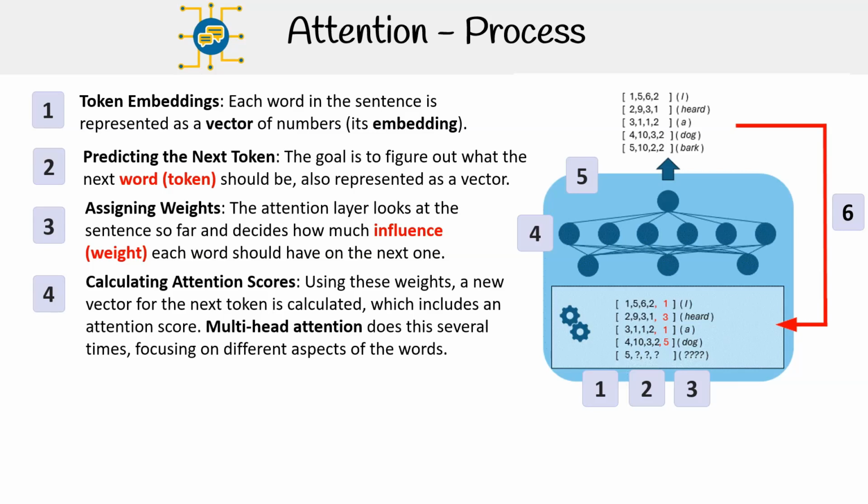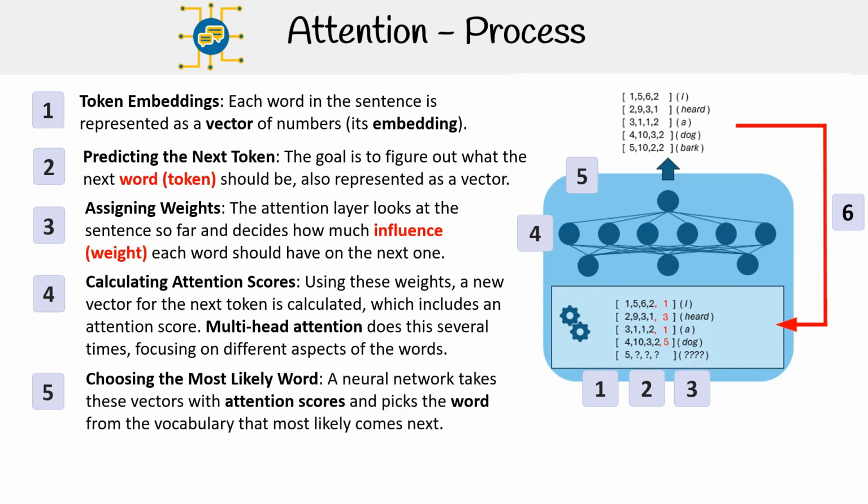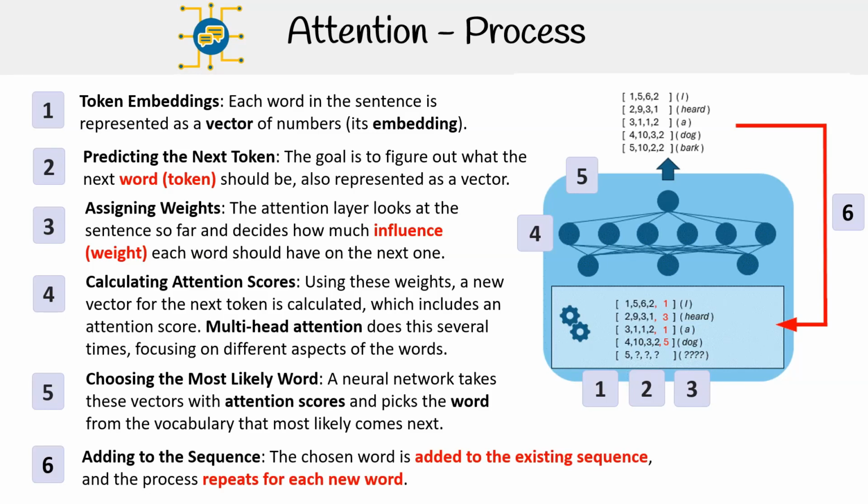Calculating attention scores: using these weights, a new vector for the next token is calculated, which includes an attention score. Multi-head attention does this several times, focusing on different aspects of the words. Choosing the most likely word: a neural network takes these vectors with attention scores and picks the word from the vocabulary that most likely comes next. Adding to the sequence: the chosen word is added to the existing sequence, and the process repeats for each new word. So, let's use GPT-4 as an example for how this entire process works, explained in a simplified manner.